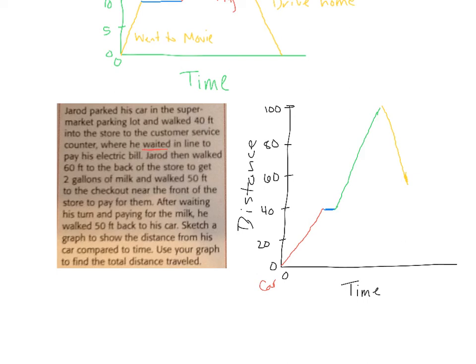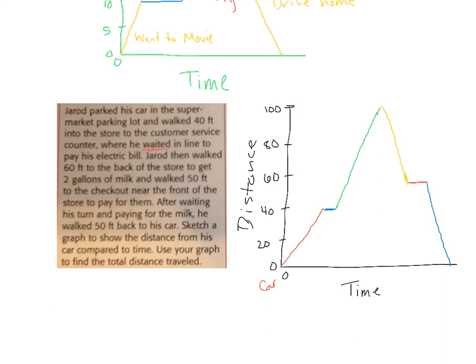But he had to wait in line at the checkout line, which means the time got longer, but his distance from his car didn't get any longer. And then, once he was done waiting for his turn, he walked back to his car. So he got closer and closer and closer to his car. So it says, use your graph to find the total distance traveled.